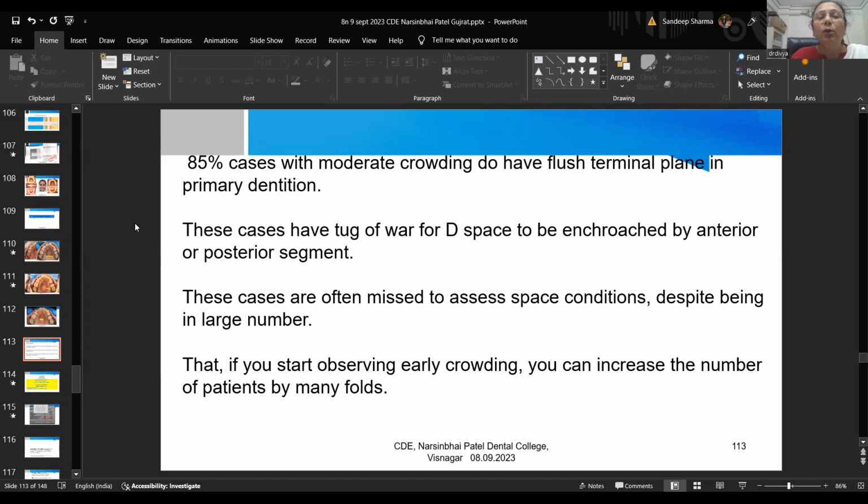And please do not go for the space maintainer charges. It is a space supervision charges, which take a good amount of time, that is 2 and 2.5 years sometimes. Okay, so charge for your treatment, not for the space maintainers.